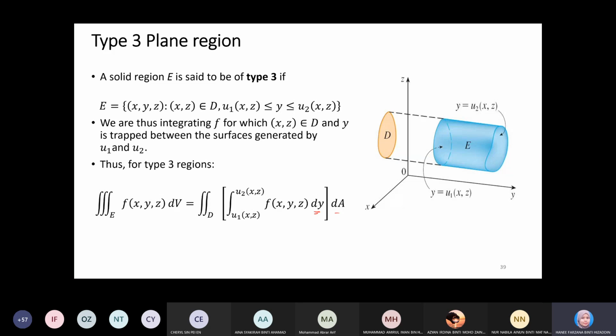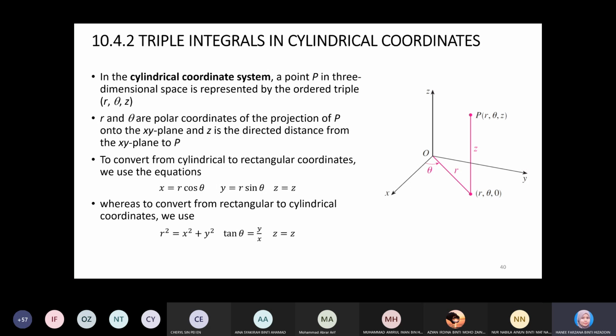So type 1, type 2, type 3 depends on which plane the shadow of the solid lies on. Yeah, please, if any question, just let me know, okay?